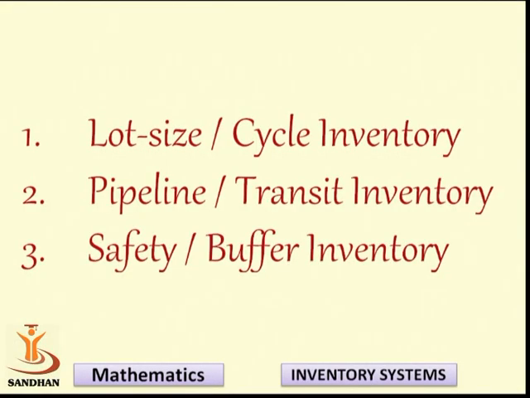The next is safety or buffer inventory. Shortages are possible. These shortages could occur whenever there are uncertainties, and we need to protect against uncertainties in demand and uncertainties in lead time of the necessary delivery of goods. In order to avoid such shortages, additional stock needs to be maintained, and this additional stock is called buffer stock or safety stock, which we term as safety inventory or buffer inventory. This provides a safety margin against future uncertainty.